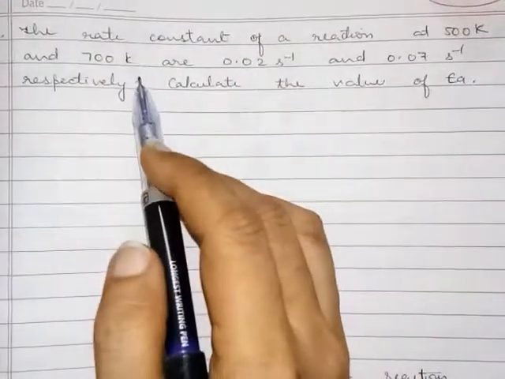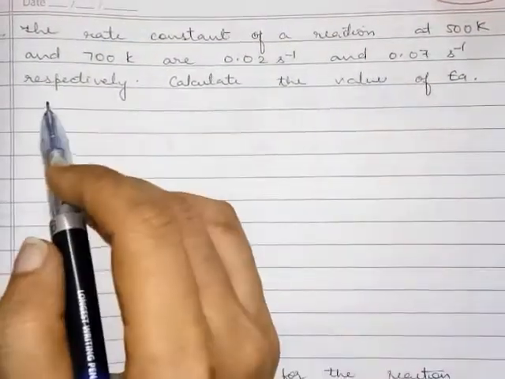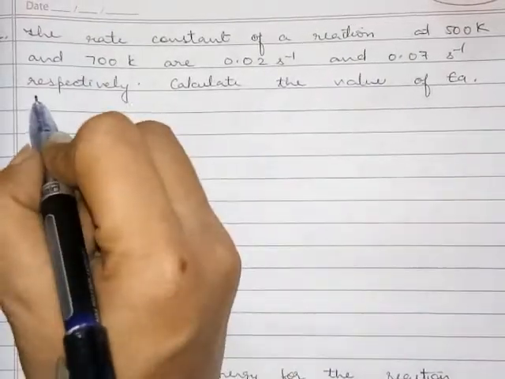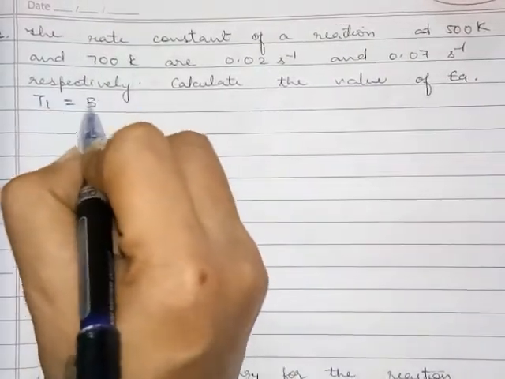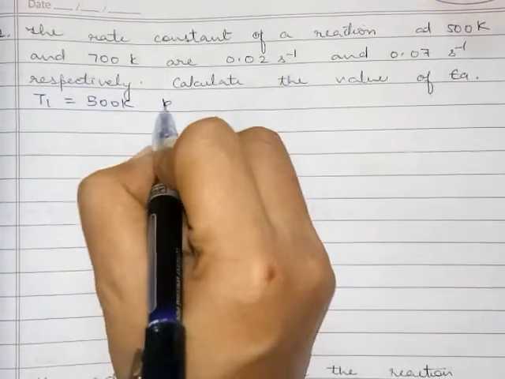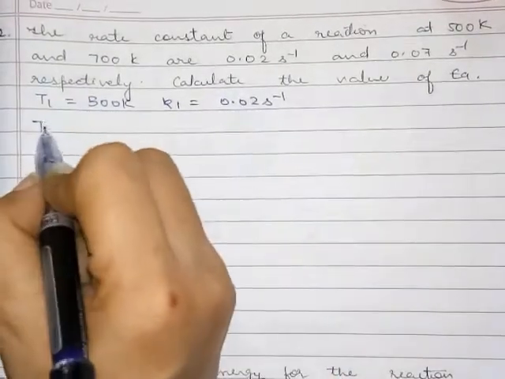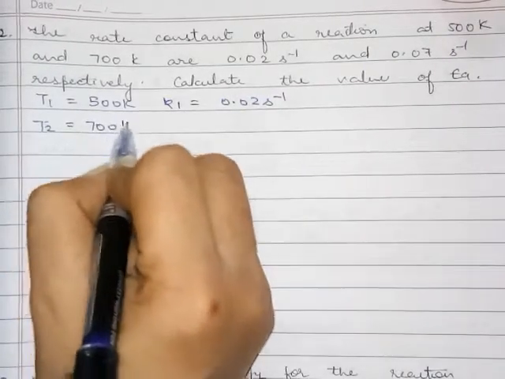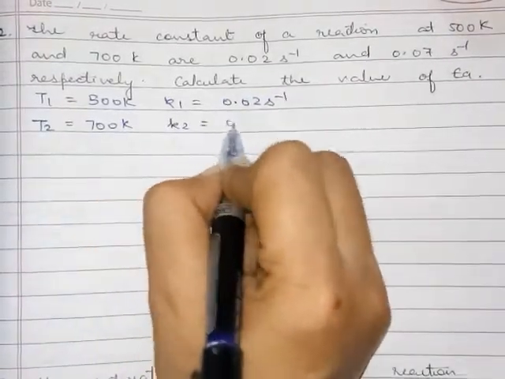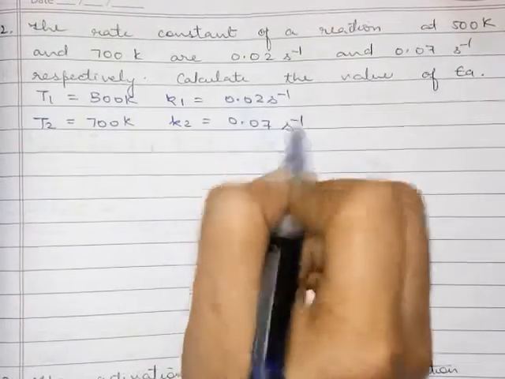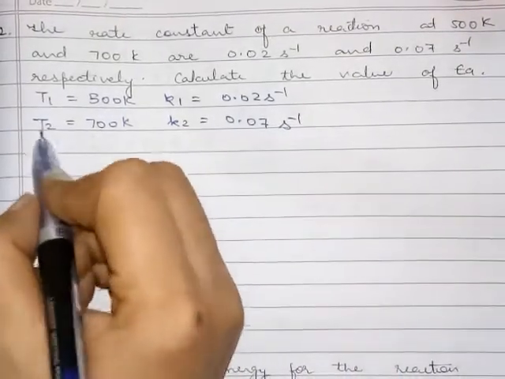Now the next question is the rate constant for the reaction at 500 Kelvin and 700 Kelvin. Rate constant दे रखा है. Temperature T1 is 500 Kelvin, K1 is equal to 0.02 second inverse. And at T2, which is 700 Kelvin, the rate constant given is 0.07 second inverse. You need to find the value of Ea.